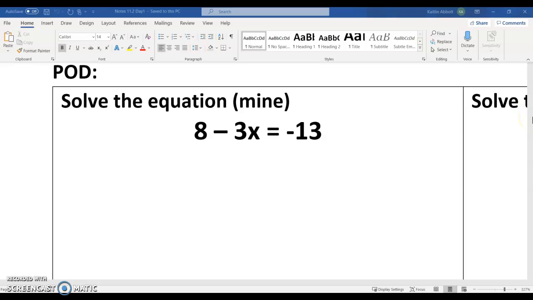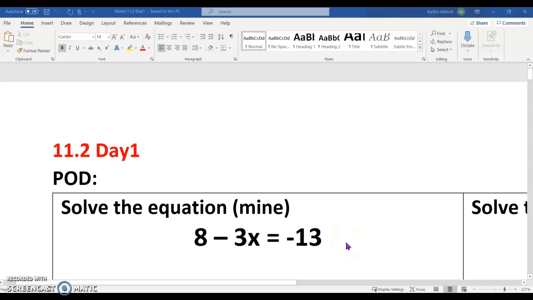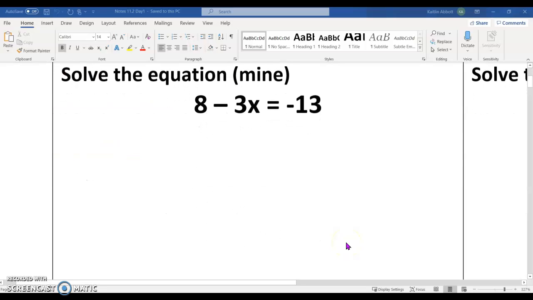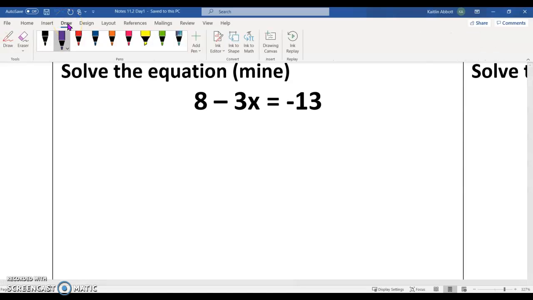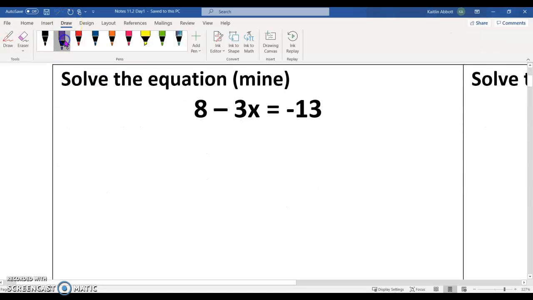All right, welcome back to your examples for today for 11.2 day 1. So here we go, is your problem of the day. Let's get to the draw. I'm going to put a line down the middle, if it'll let me.